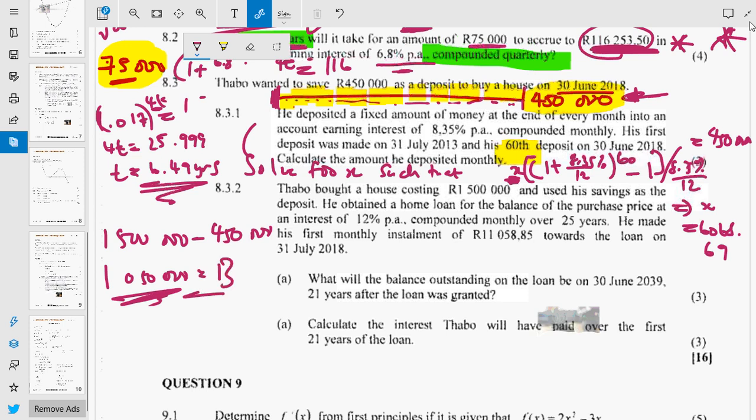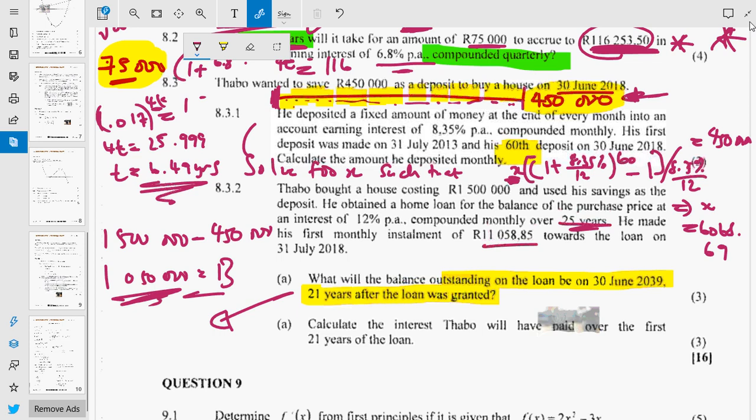So he obtained a home loan for the balance of the purchase price at an interest rate of 12% per annum, compounded monthly over 25 years. He made his first monthly installment of 11,058.85 towards the loan on 31 July 2018. So what they're asking you is the outstanding balance on 30 June 2039, and they are helping you. They say 21 years after the loan was granted. So they're looking for the loan outstanding.